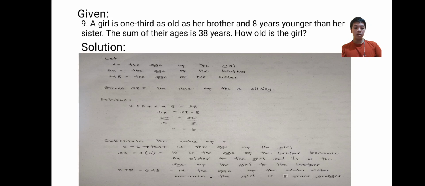3x is equal to 3 times 6, which is equal to 18. It is the age of the brother because he is 3 times older than the girl, and 1/3 is the age of the girl to the brother. So, x plus 8 is equal to 6 plus 8, which is equal to 14. It is the age of the older sister because the girl is 8 years younger.